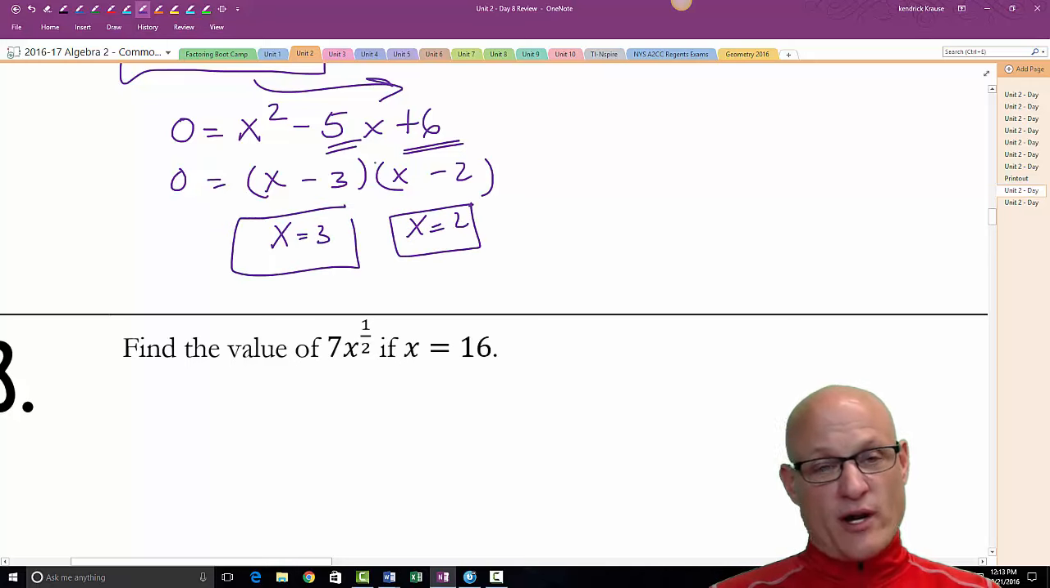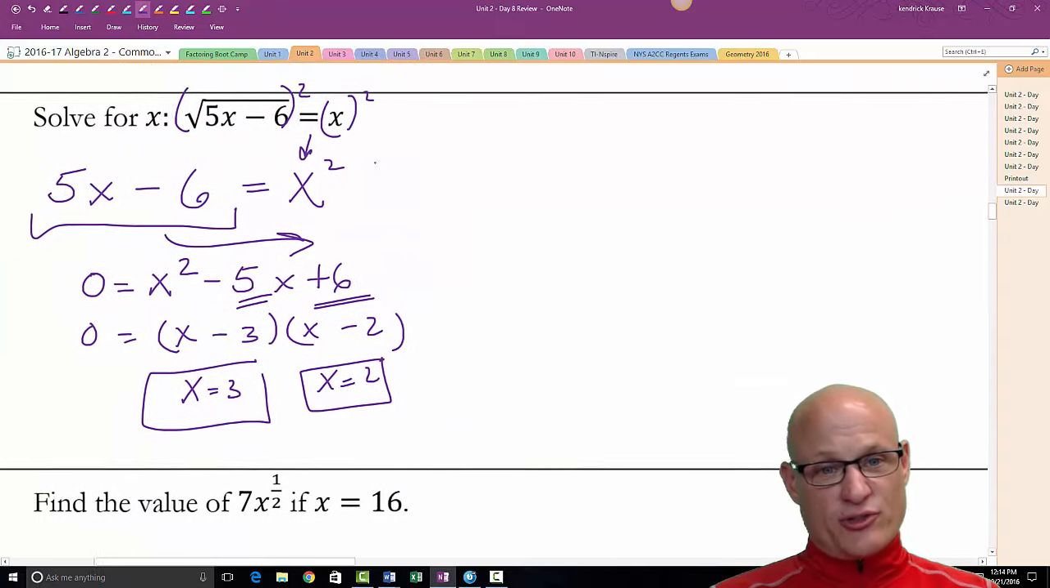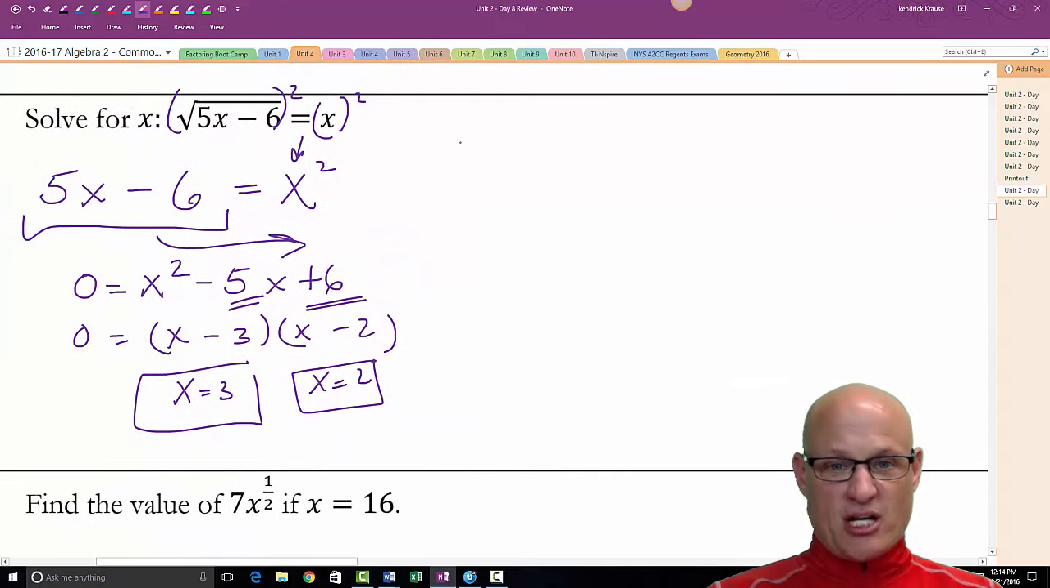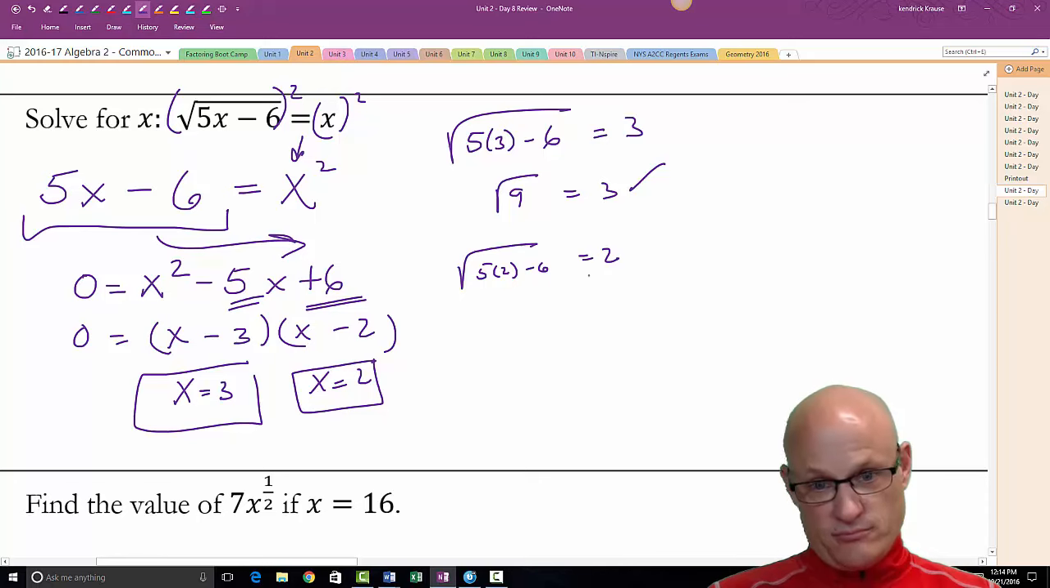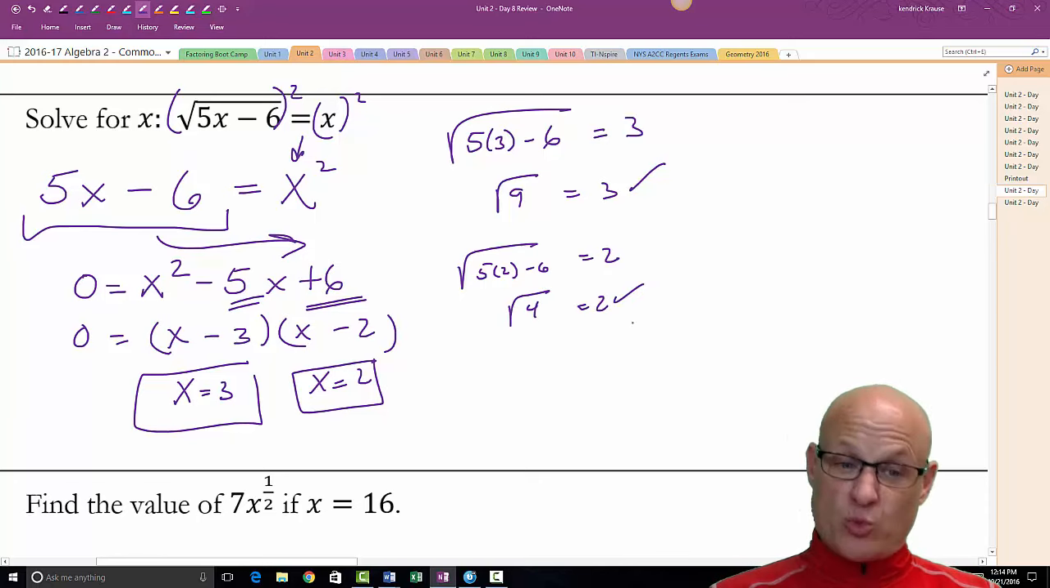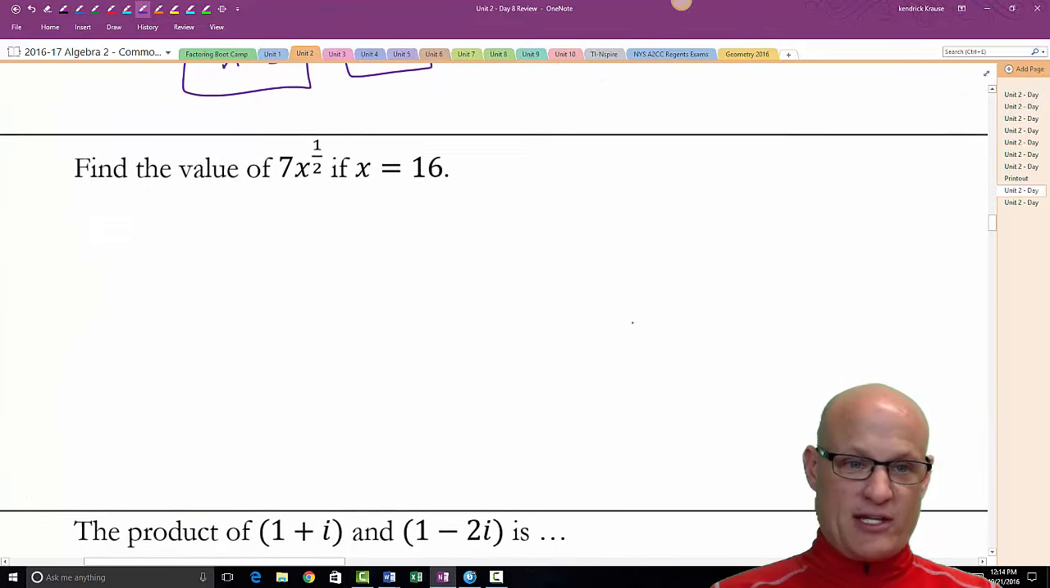But with all square roots, you have extraneous solutions. You might have to check them. I'll check them over here. 5 times 3 minus 6. That's 15 minus 6, which is the square root of 9. Does that equal 3? Yes. 5 times 2 minus 6. Does that equal 2? 10 minus 6 is the square root of 4. Does that equal 2? Yes, they both work. They don't often work, but sometimes they do.